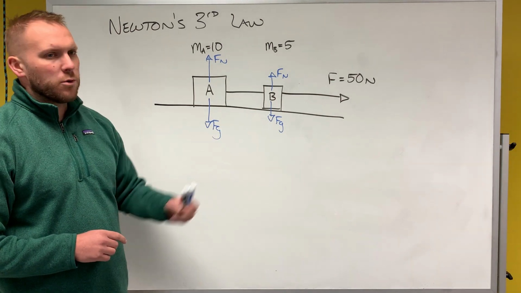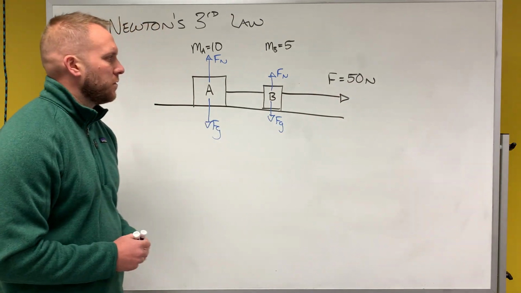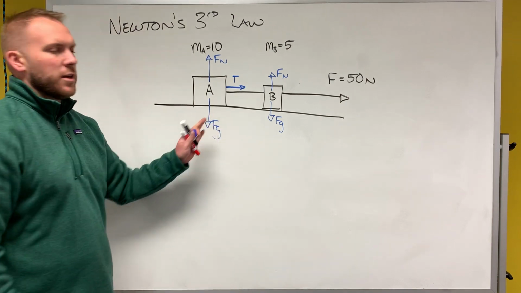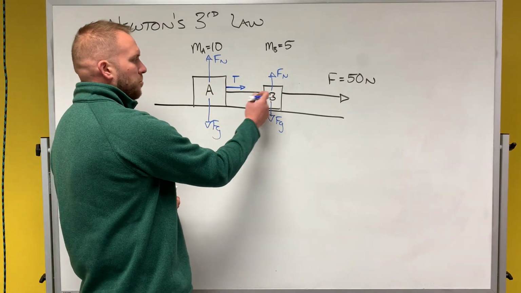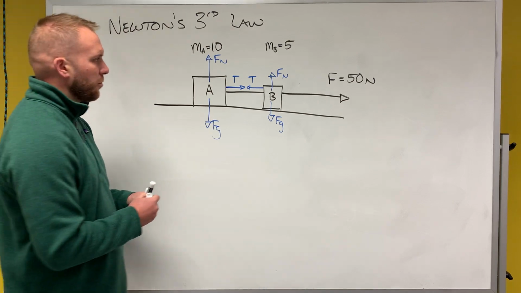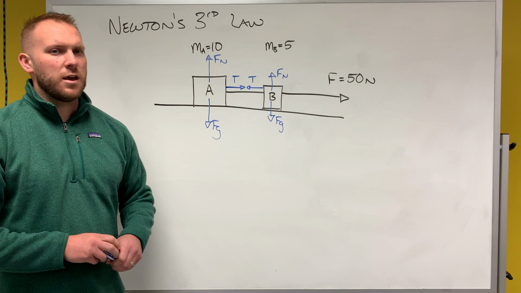And then there are other forces that are acting here. So obviously we have the applied force of 50 newtons to the right. We have a tension force to the right on block A. And then we also have on B a tension force back. And so what we're going to see is we're going to try to prove that this tension force and this tension force are exactly the same.